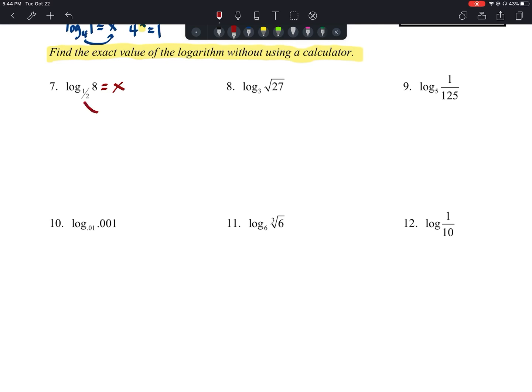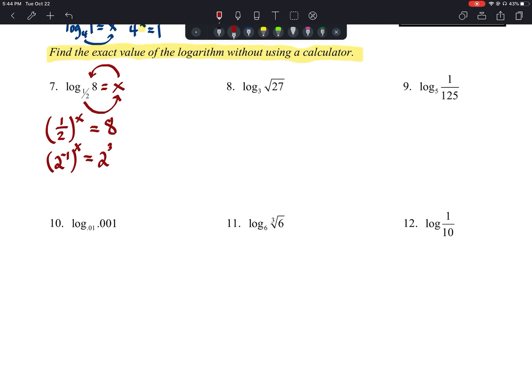We know the base is going to be 1/2. We're going to raise it to the power of x, and it should equal 8. So we've got 1/2 raised to the power of x equals 8. Now we want to rewrite each so that they have common bases. So we have 1 over 2, which is really the same thing as 2 to the negative first power. And we'll still raise that to the power of x on the outside. And then 8 is really the same thing as just 2 to the third power.